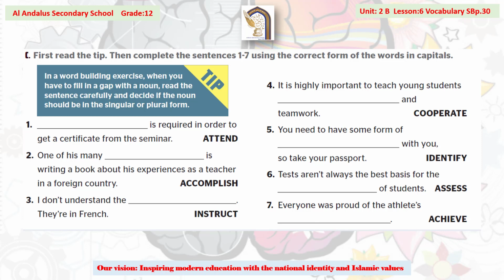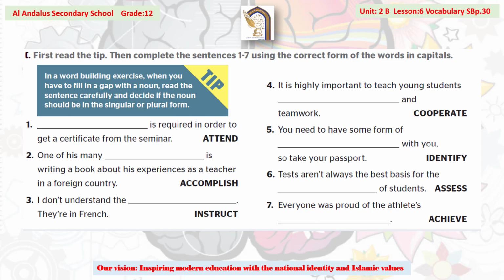First, let's read the tip. In a word building exercise, when you have to fill in a gap with a noun, read the sentence carefully and decide if the noun should be in the singular or plural form. Sometimes the noun can be singular, like attendant, or attendants. So you have to decide whether it is singular, just one person, just one thing, or plural, more than one.